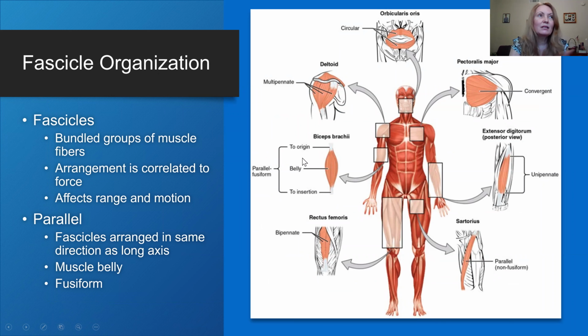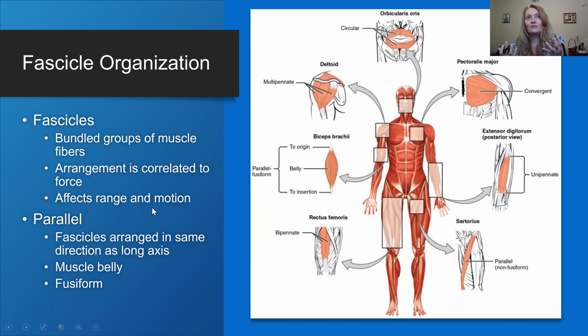Now, remember in our previous lecture, we talked about organization of skeletal muscles, that skeletal muscle as an organ is made of skeletal muscle cells or muscle fibers. And those muscle cells are organized into fascicles. Now we're looking at fascicle organization. Fascicles are bundled groups of muscle fibers or muscle cells, and their arrangement is correlated to force. And also arrangement affects range of motion.